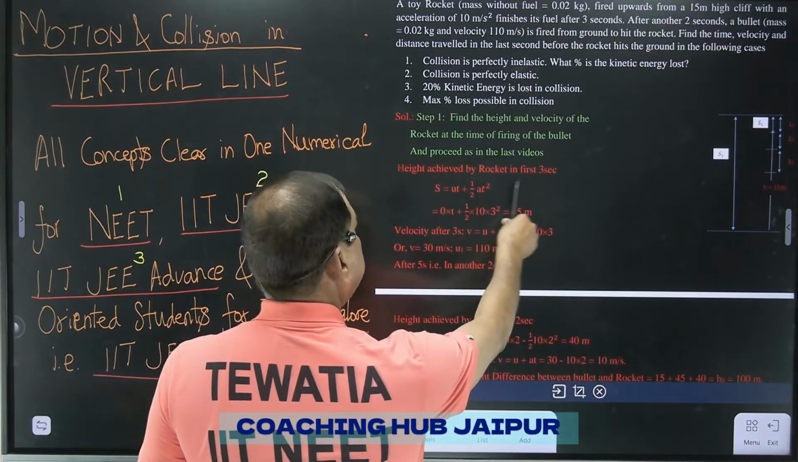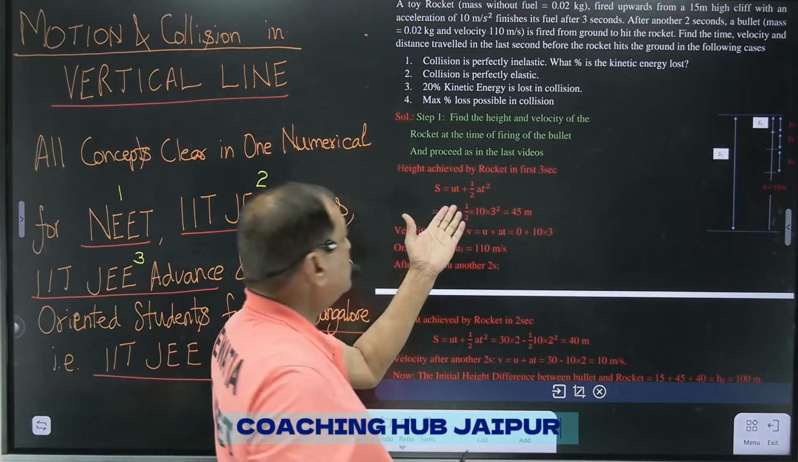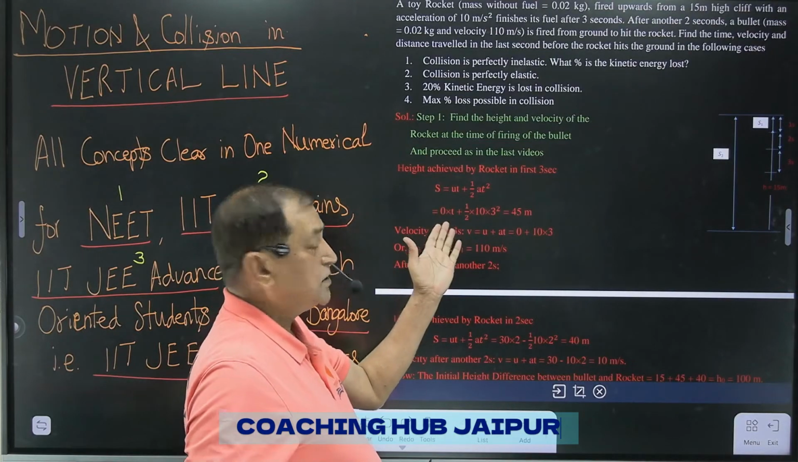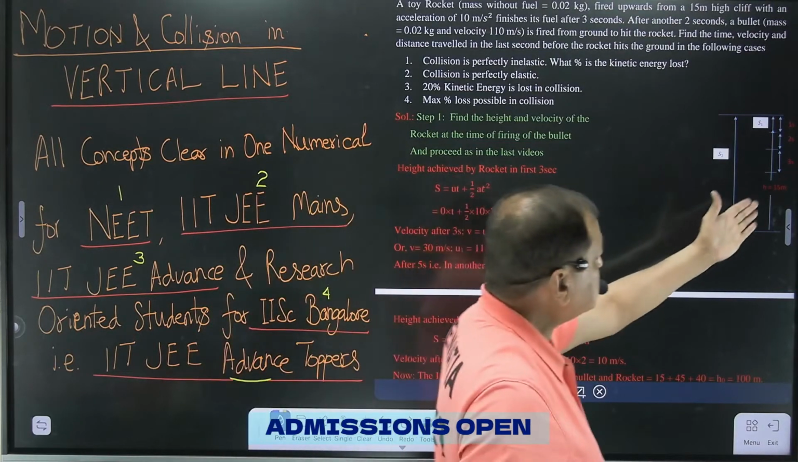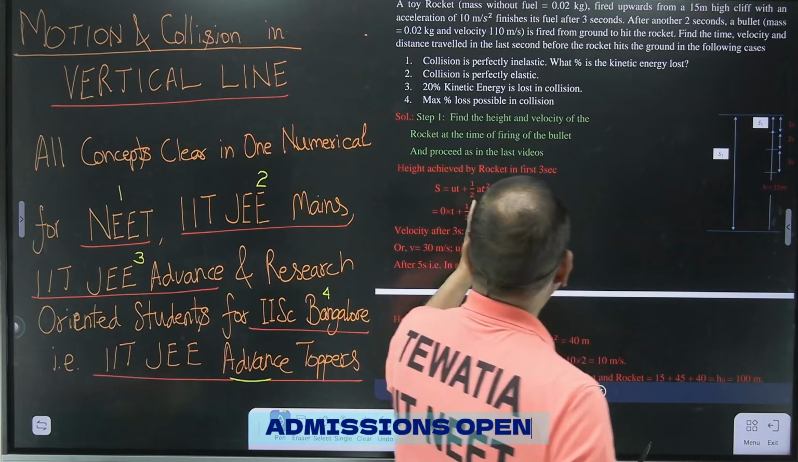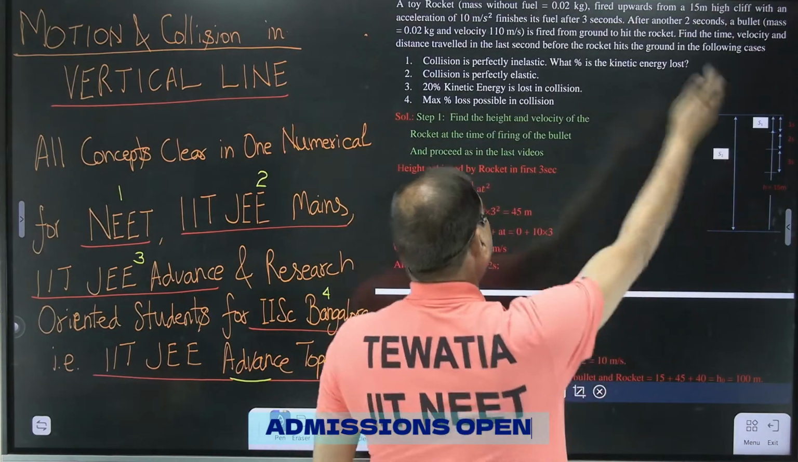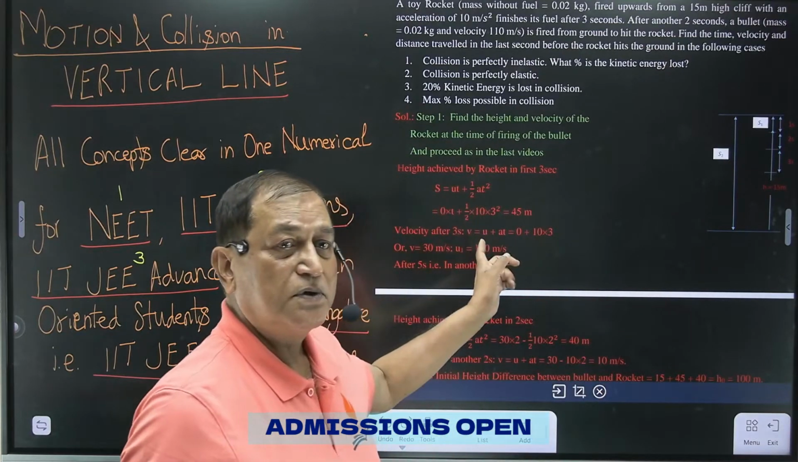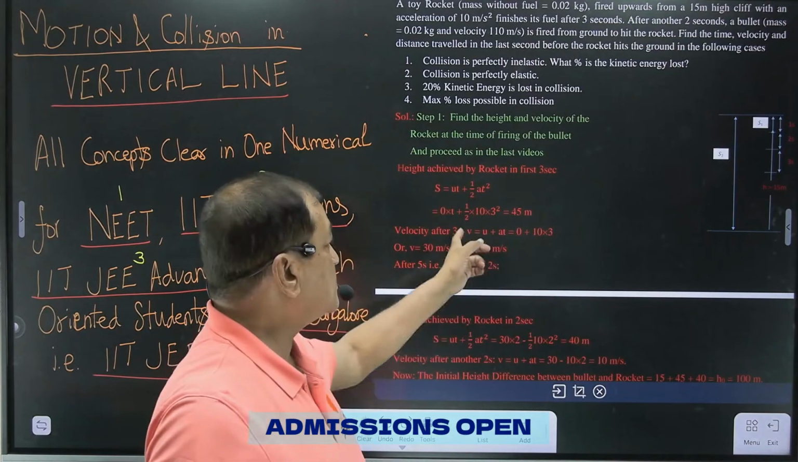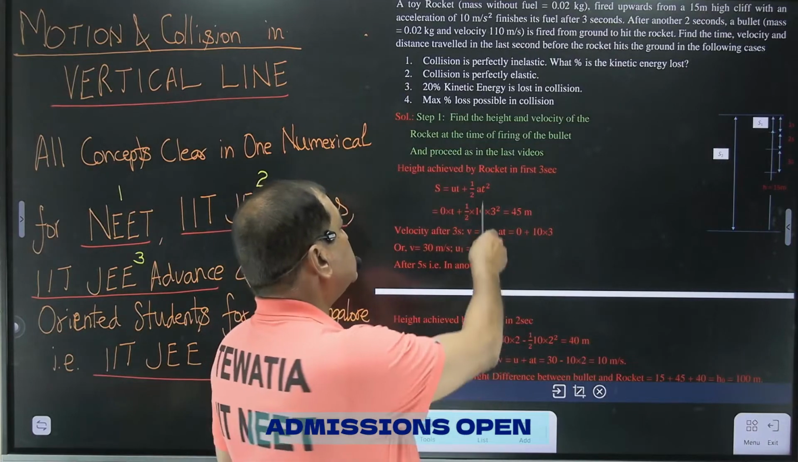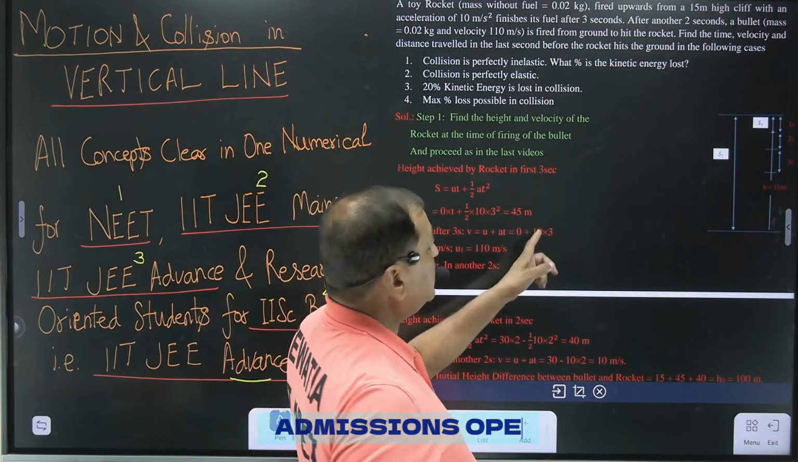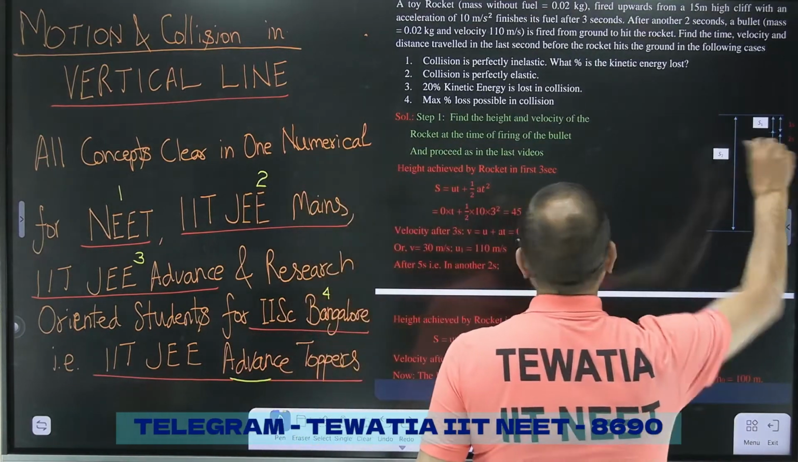So the height achieved by the rocket in the first 3 seconds is simple: s = ut + half at square. u is 0 because the rocket starts from 0. The acceleration of the rocket a is 10 meter per second square upwards. So we will take this as positive, not negative like g. Acceleration is upward due to fuel. In 3 seconds, it is 45 meter. So this distance is 45 meter.